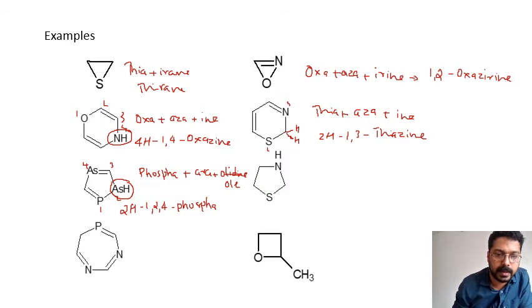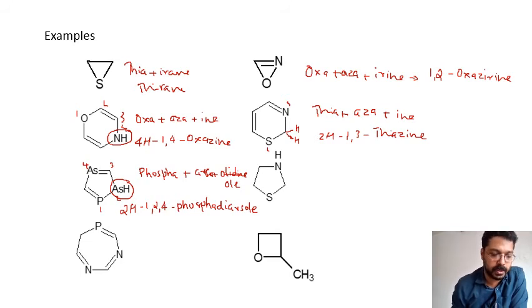Phosphodiazole: phosphor plus diaza plus oily diazole. It will be 2H-1,2,4-phosphodiazole. Okay, if you take this compound, it is this one, sulfur, oxygen, nitrogen.